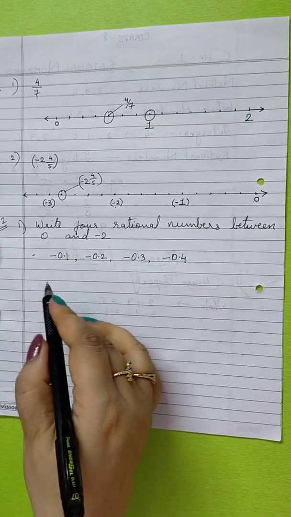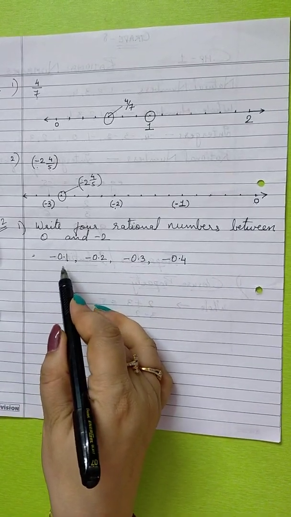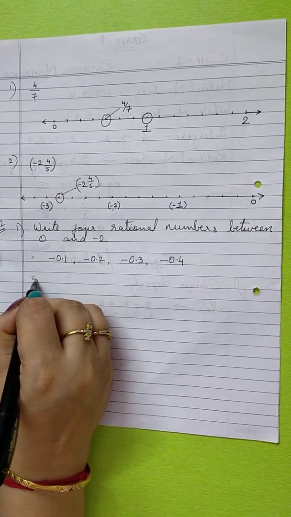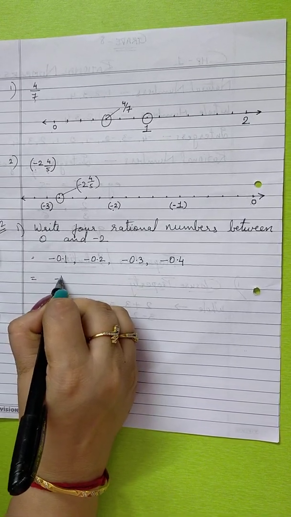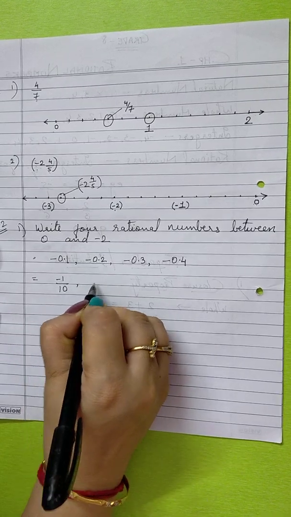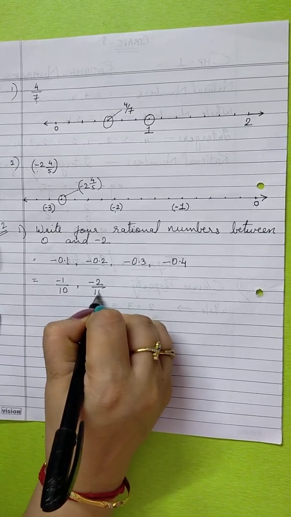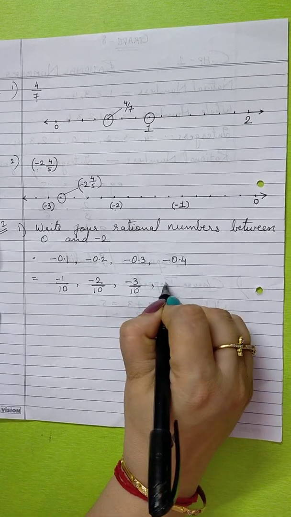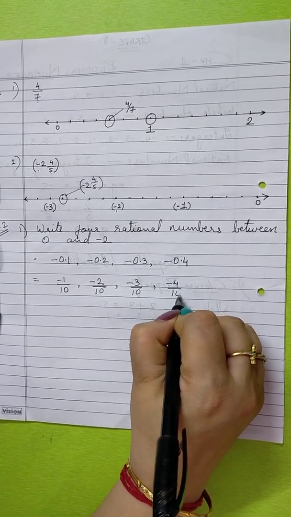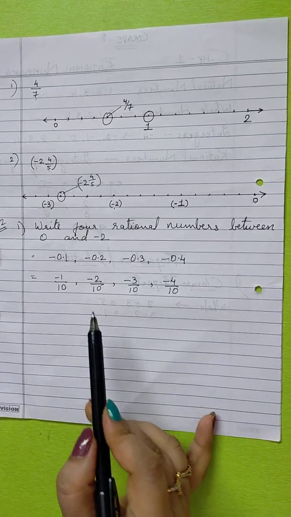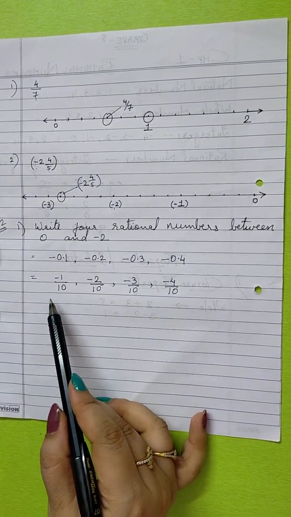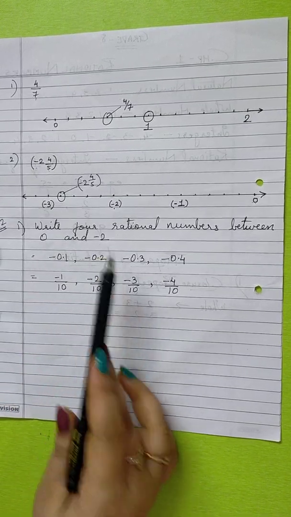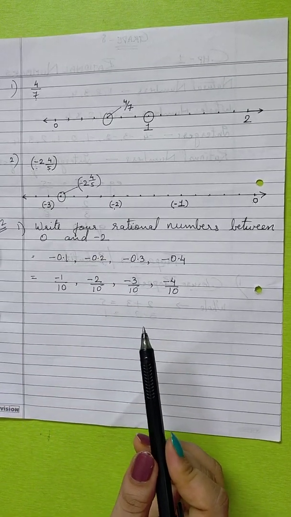But a rational number means a number in P upon Q form. So now we have to write these numbers in P upon Q form. That is minus 1 upon 10, minus 2 upon 10, minus 3 upon 10 and minus 4 upon 10. So here we get 4 rational numbers that are lying between 0 and minus 2 on a number line.